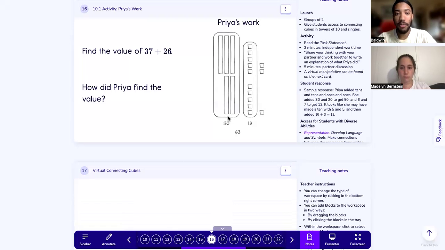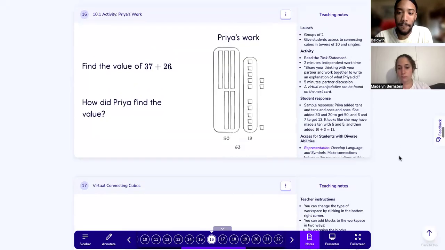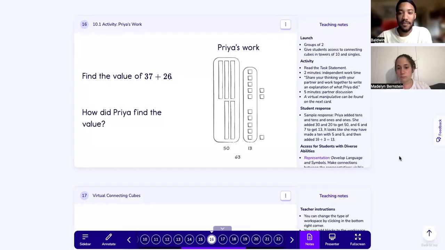How did Priya find the value of 37 plus 26? Take 20 seconds, just think about what we just did. How did we find the value of that? Take 20 seconds. Think about it. Okay, you can go ahead, share.